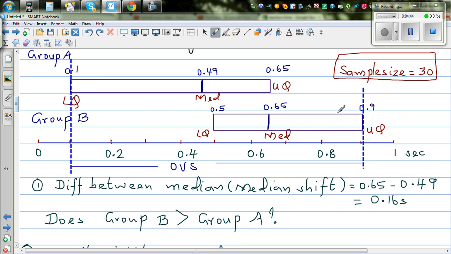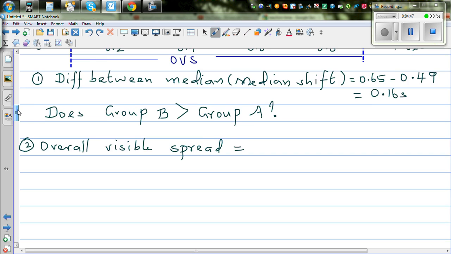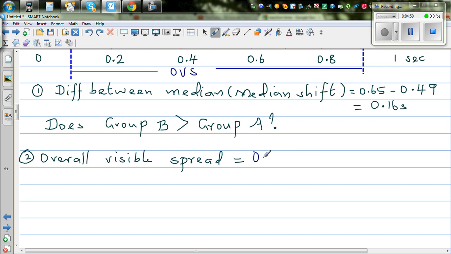So that is 0.9 minus 0.1. That is easy, 0.9 take away 0.1. So the overall visible spread is 0.8 seconds. Okay, now we are asking the question, this median shift is how much percent of the overall visible spread.